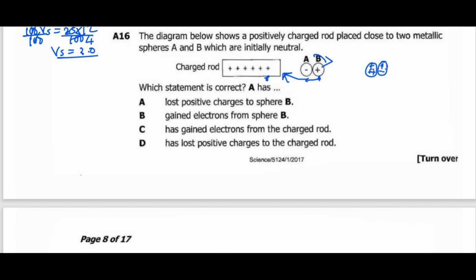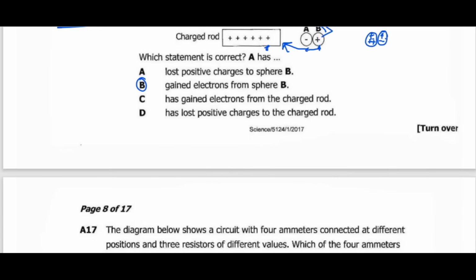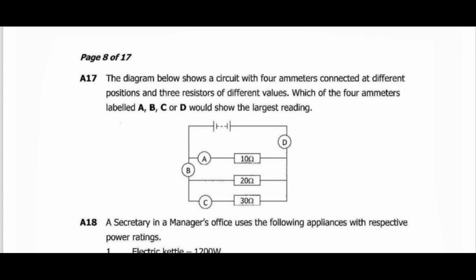So the key point here is the answer is B. A has gained electrons from sphere B. Okay, we can now continue.